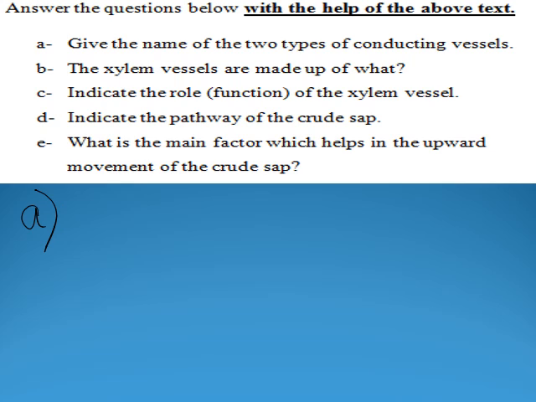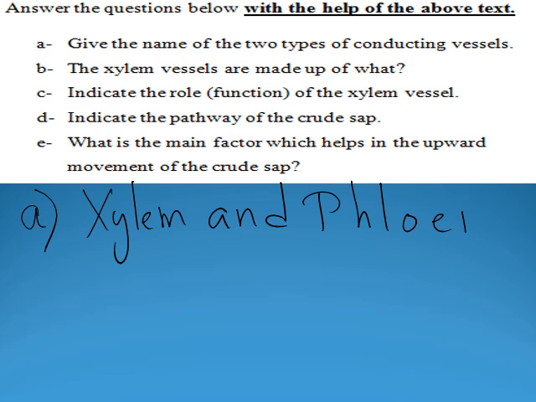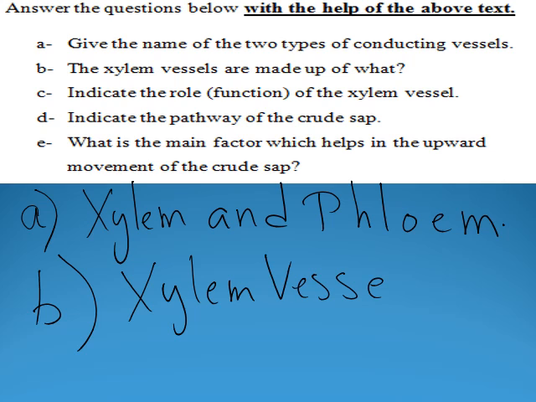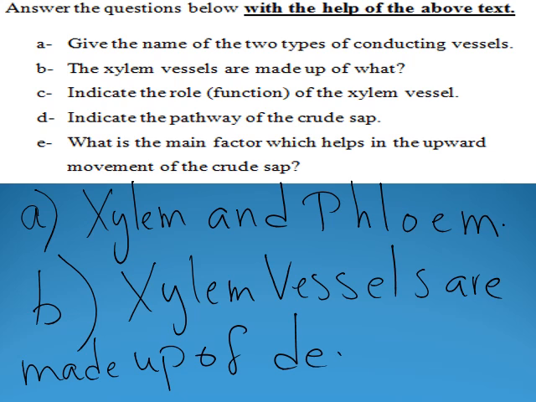Yes, Allah. Two names of the conducting vessels. Xylem vessels and the phloem. Xylem and phloem. Moving to B. The xylem vessels are made up of what? Muhammad Ali. Of dead cells. Xylem vessels are made up of dead what, Muhammad? Dead plant cells.